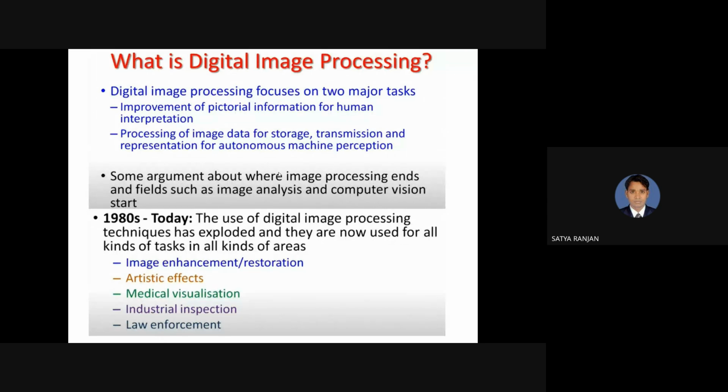A lot of different applications are there for image processing. From the 1980s to today, useful digital image processing techniques have been explored, and more technologies are there nowadays. Data science and some artificial intelligence are also useful for this processing. It is now used for all kinds of tasks in all kinds of areas: image enhancement, restoration, artistic effects, medical visualization, industrial inspection, law enforcement. So a lot of applications are useful.